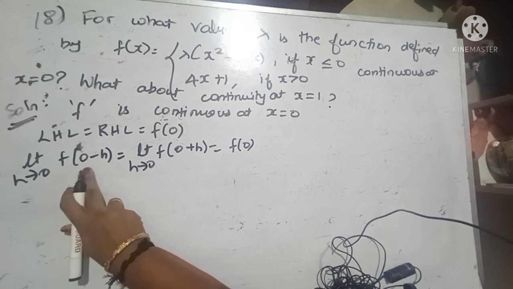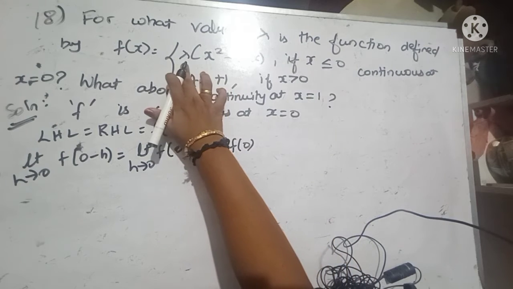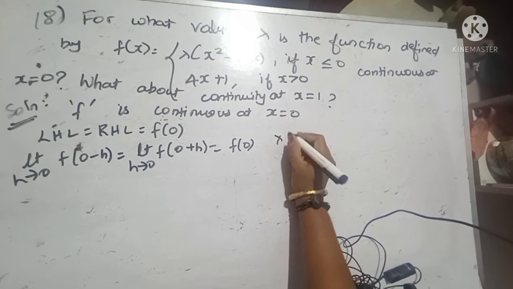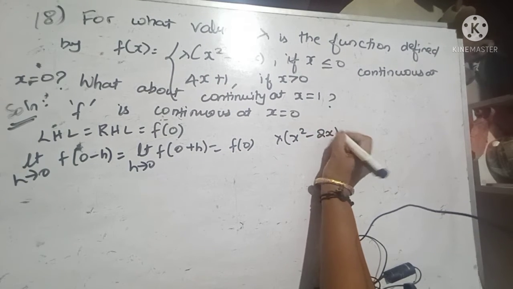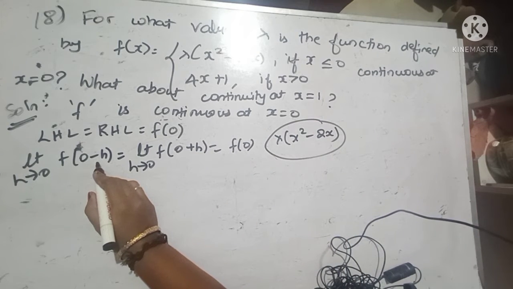So 0 minus h, something is subtracted from 0. What will be the function? The function will be lambda x squared minus 2x. Now we have to substitute minus h in the place of x.